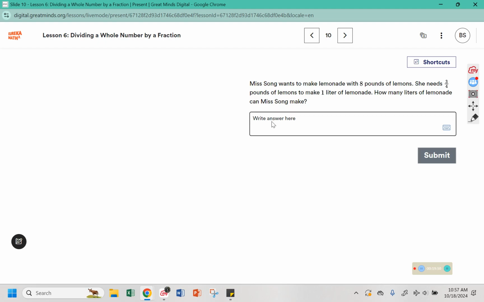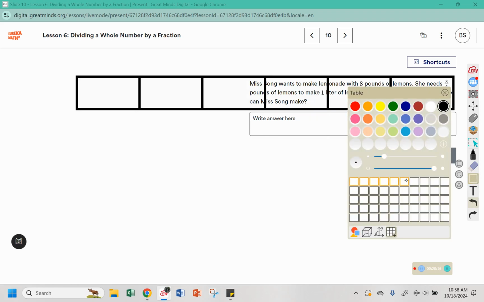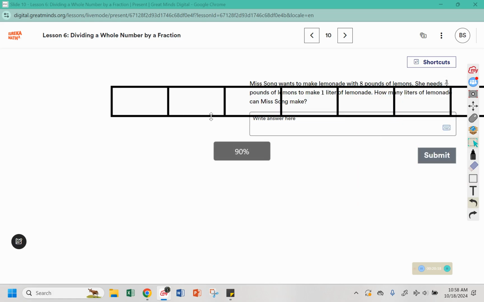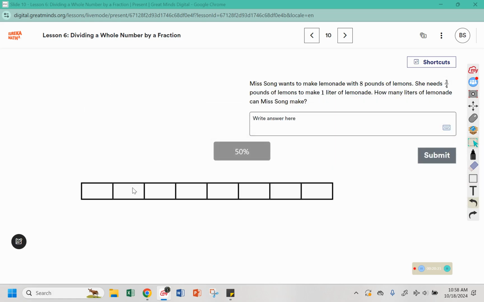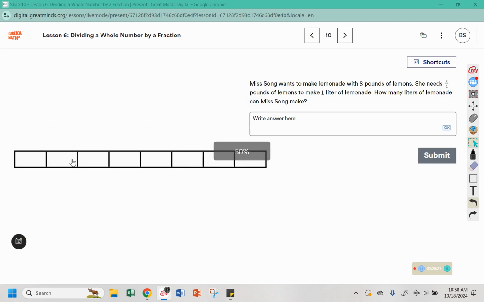Miss Song wants to make lemonade with 8 pounds of lemons. She needs 3/4 pounds of lemons to make 1 liter of lemonade. How many liters of lemonade can Miss Song make? So she has 8 pounds, so we're going to fill in a tape diagram that has 8. 1, 2, 3, 4, 5, 6, 7, 8. And we need to split each of those into 4 parts because we're using 3/4.